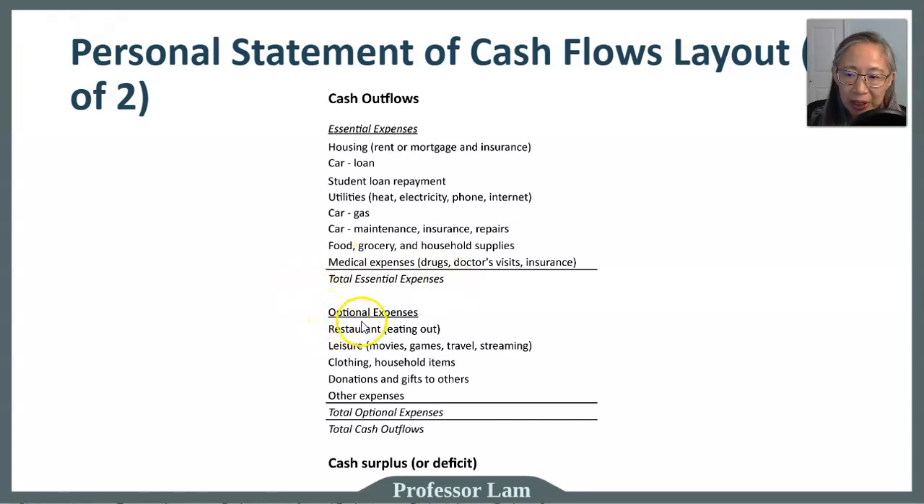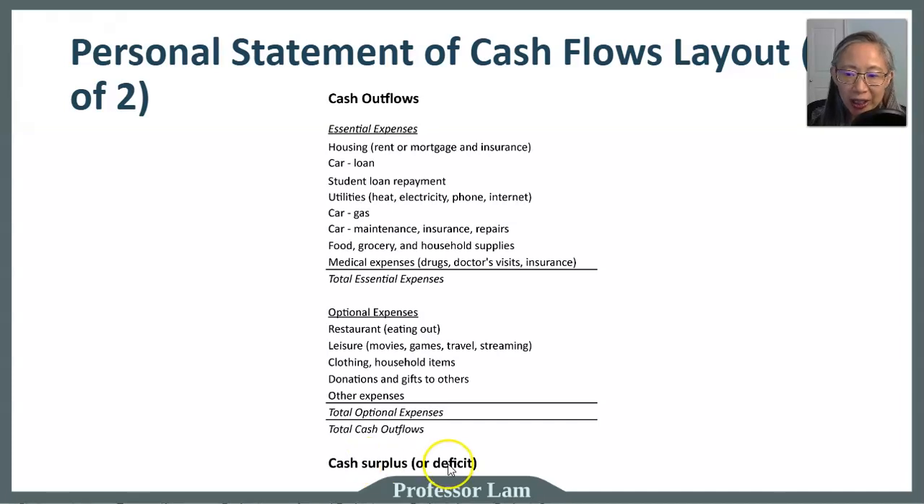The second group is optional expenses. Again, you can decide how you want to organize this. When you add up all the categories under optional expenses, these are your total optional expenses. Adding your total essential expenses to your total optional expenses gives you your total cash outflow. That's your second group. The last group in the statement of cash flows is the cash surplus.